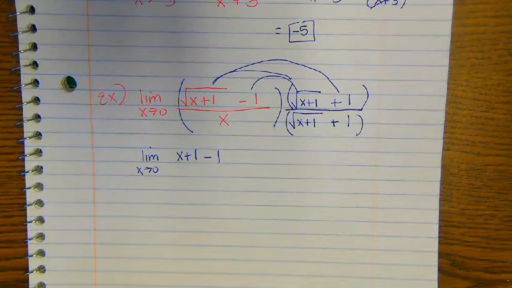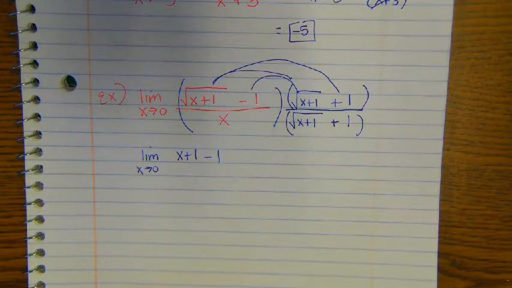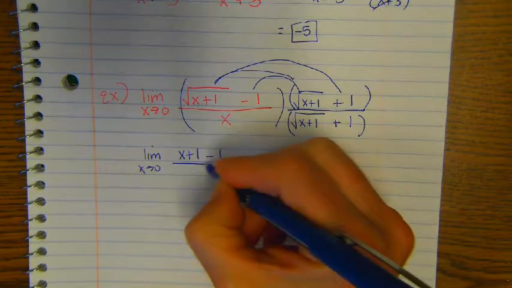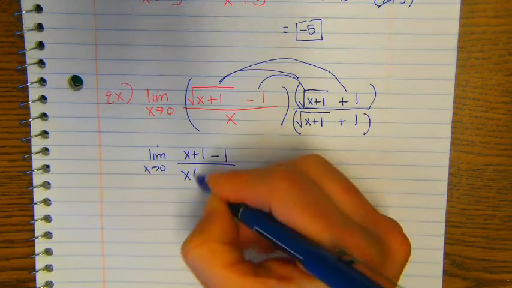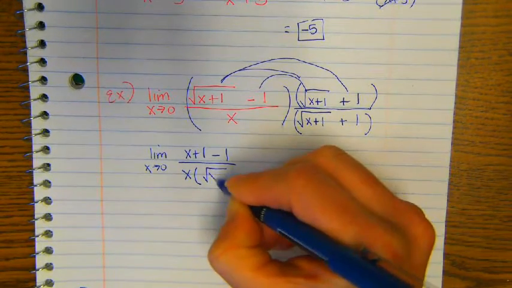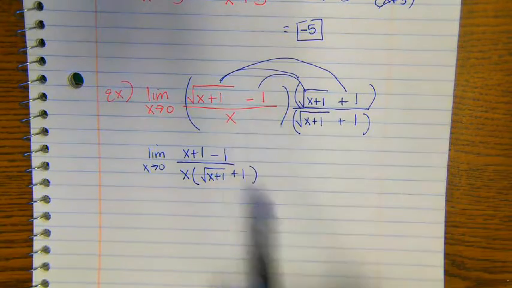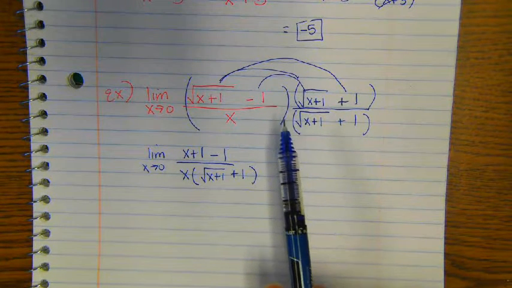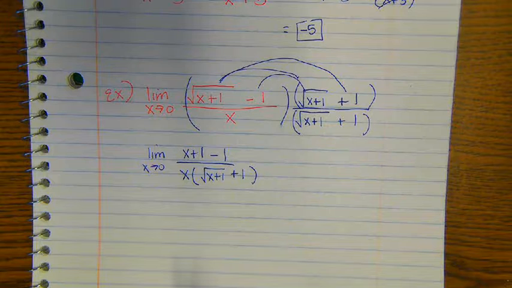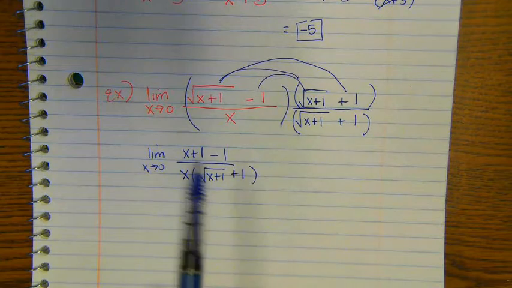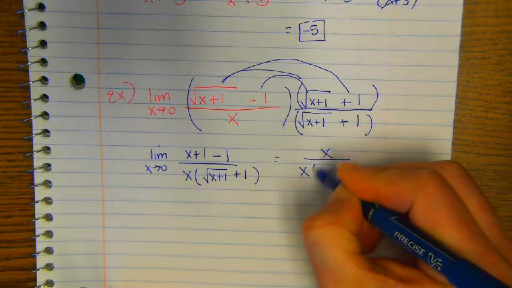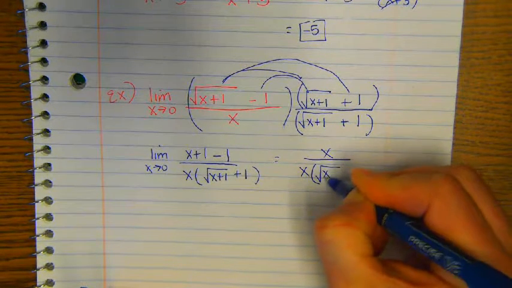And I leave the bottom alone. Do not try to multiply it out. Okay? So I just leave it as x times the square root of x plus 1 plus 1. So whatever one you're simplifying, simplify the one that you picked for the conjugate, because that square root is going to cancel. The other one will not, but it will let us eliminate the discontinuity. Okay. So what does the top simplify to? X. And the bottom simplifies to x times the square root of x plus 1 plus 1.